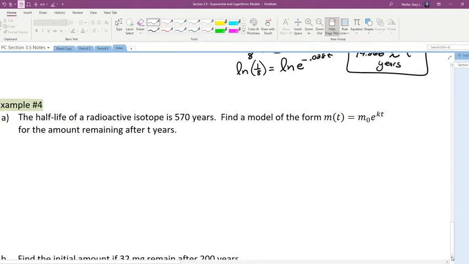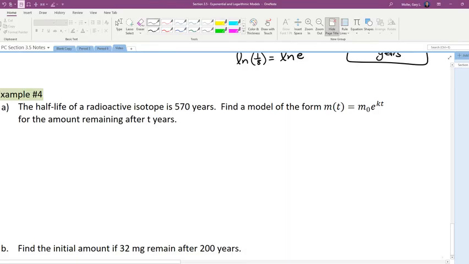And let's do one more. Example number 4. Same setup. 570 years for a half-life this time. Find a model of this form for the amount remaining after t years. Now, I want you to notice we have a little issue here. They have not given us an initial amount. All I know is 570.